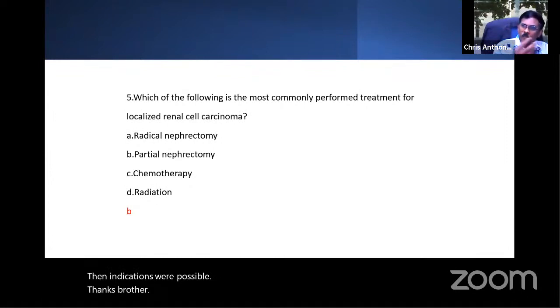Or if the patient has got chronic renal failure, so you couldn't remove one kidney, that means the chances of renal failure is much higher, complete shutdown. So you want to do a partial, try to preserve as much as possible. Okay, so answer is B. But you have to know the difference between.